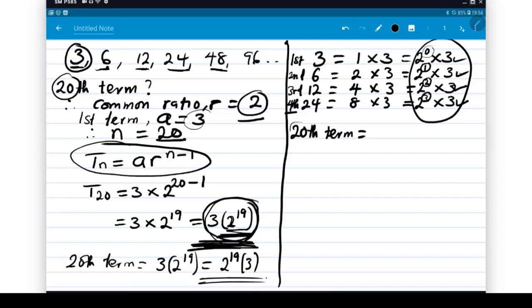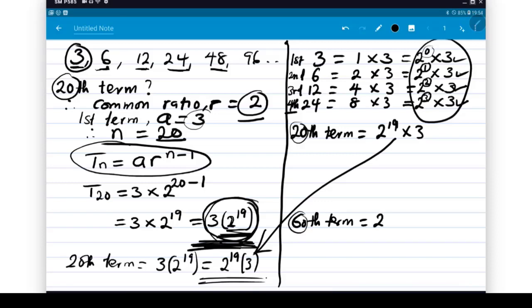So if I'm finding my 20th term, what does that mean? I will subtract 1 from 20, that will be the power of my 2, so that will be 2 raised to power 19 times 3. Okay, which is the same as our answer here. So if I want to find the 60th term, that will be 60 minus 1. That will be 2 raised to the power 59 times 3 as our 60th term. The 75th term will be 75 minus 1, which will be 2 raised to the power 74 times 3.